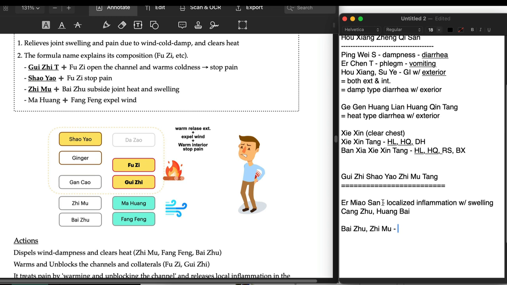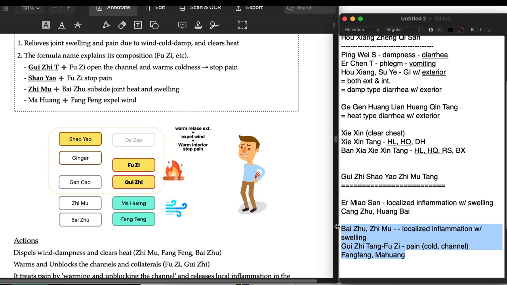It has the meaning of Er Miaosan. Localized swelling and inflammation. How about Guji Tang with Fuji, also treat pain by expelling cold and opening the channels. And what is other condition with pain? Wind and dampness, right? Wind and dampness. And we treat dampness with Baijiu. How about the wind? Fang Feng, Ma Huang. So this is the combination to treat the pain.